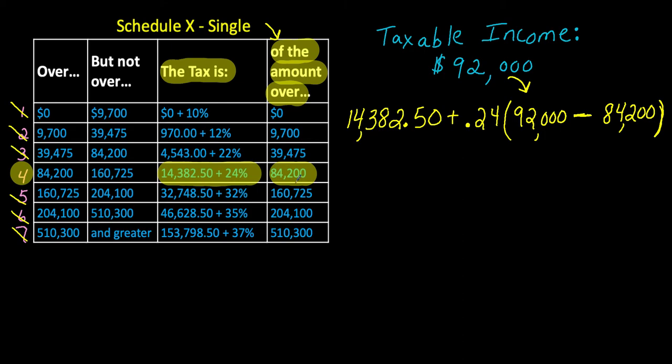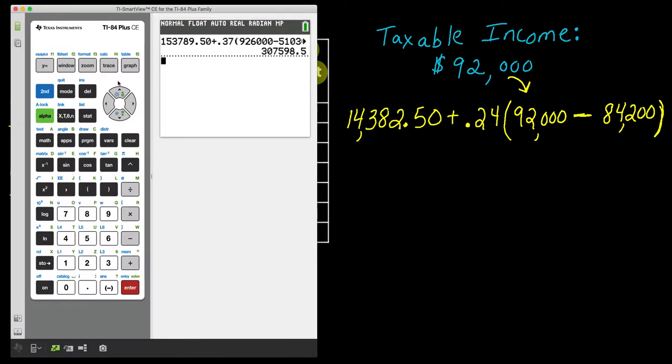Then you just punch this into your calculator and you're pretty much done. I have a fancy calculator here I'll bring up. I'm just going to punch this expression in. So it's 14,382.50. Well, I'm not sure what I'm punching in there. Let me try that again.